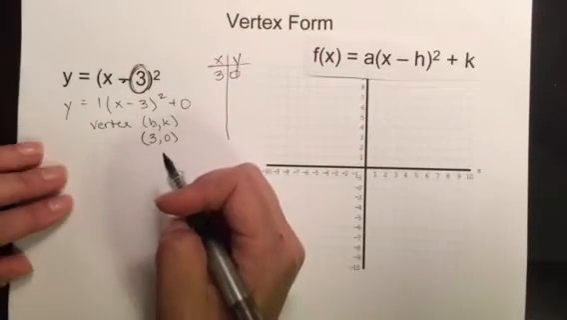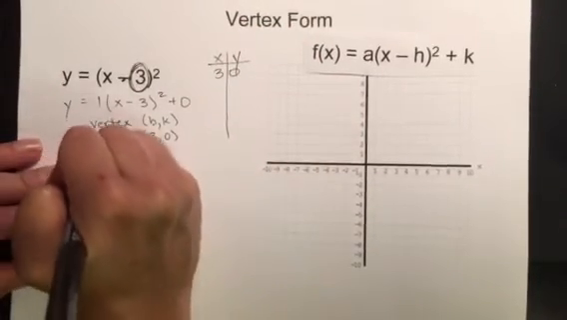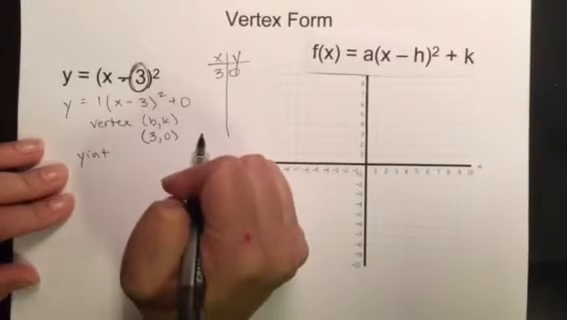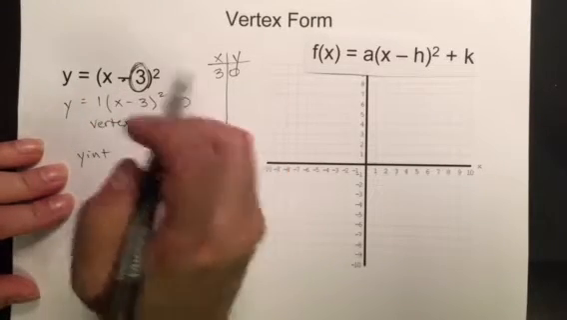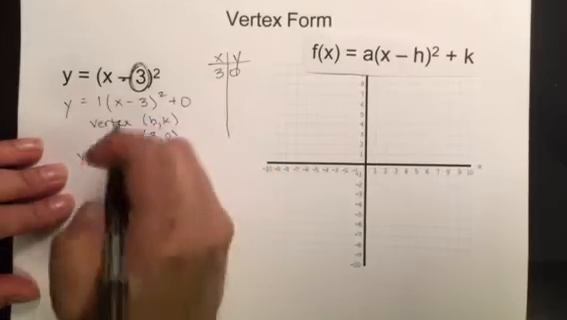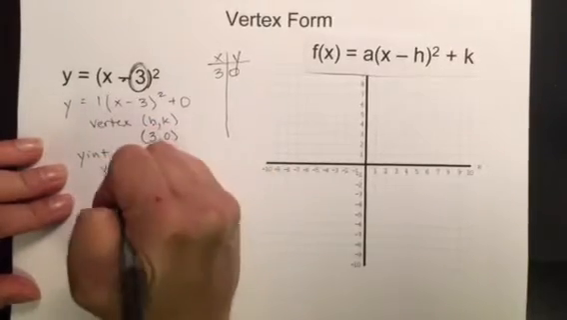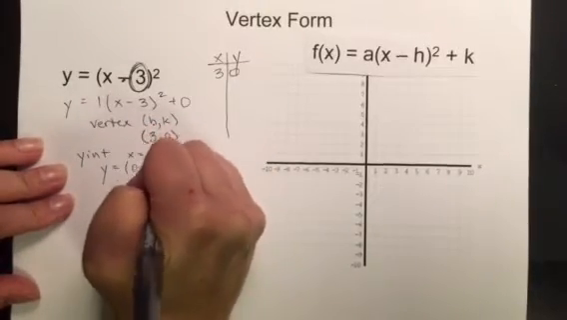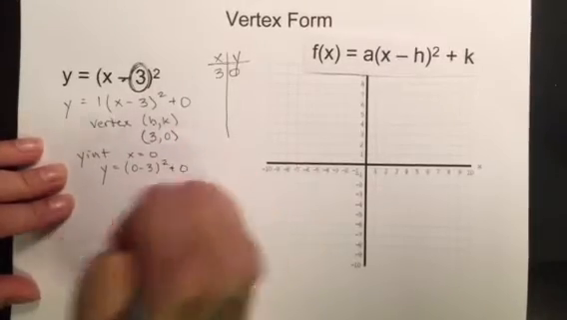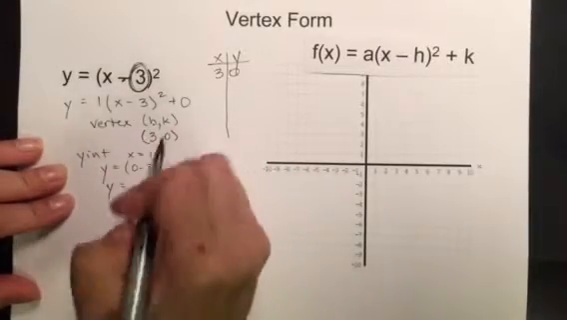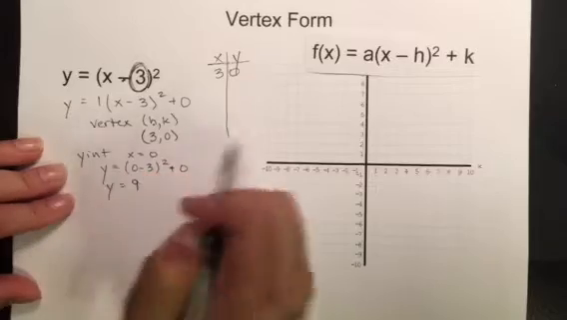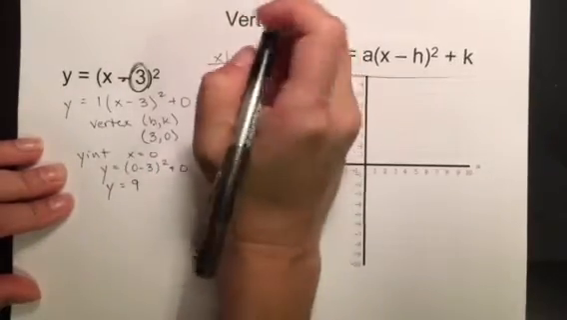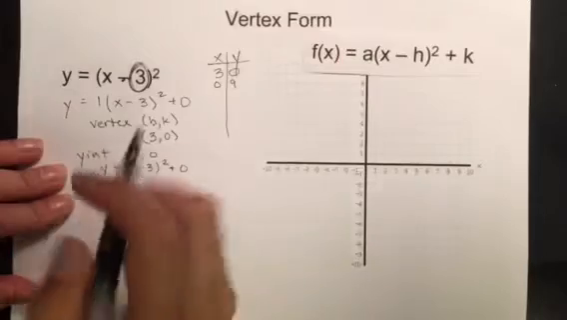Okay, now I need to find the y-intercept. And we talked in the last video about how the y-intercept happens when x is equal to 0. So I'm going to plug that into my equation. So y is going to equal negative 3 squared, which is 9. So now I have another point at 0, 9.